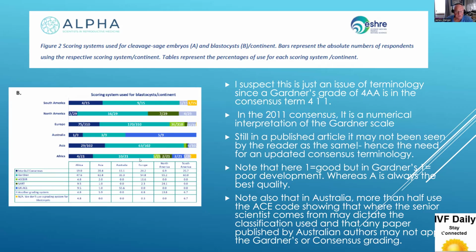I also note that in Australia, there were 9 replies, 5 of those were using the ACE system. And I think in some ways it shows where the senior scientist comes from may dictate the classification used, and that any paper published by Australian authors may not be applying Gardner's or consensus grading, but the ACE one, which is a fairly redundant minority one. It also goes to show how many of the English love coming to Australia. So I think it's the start of the surf and the beer.